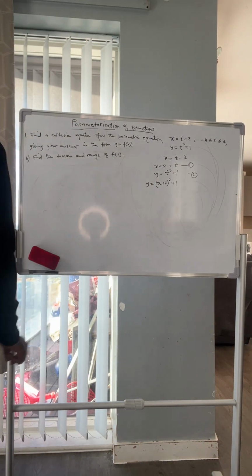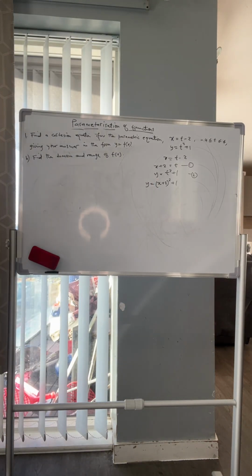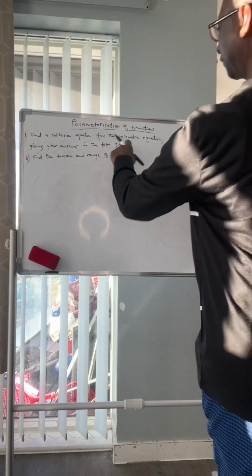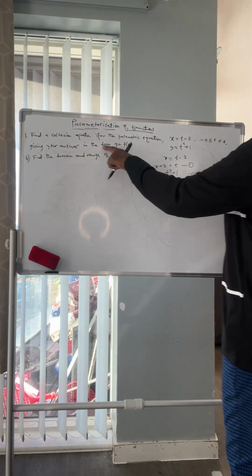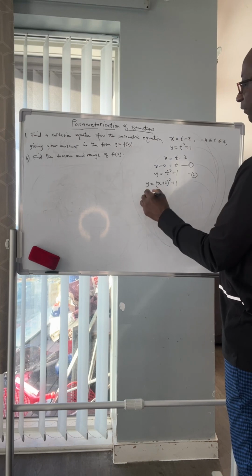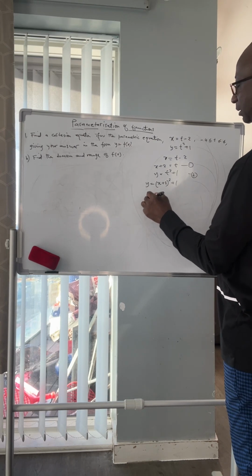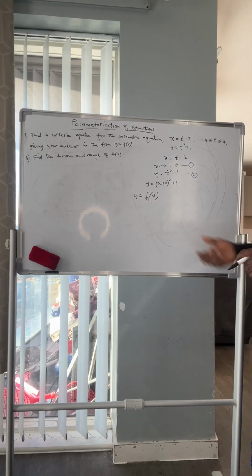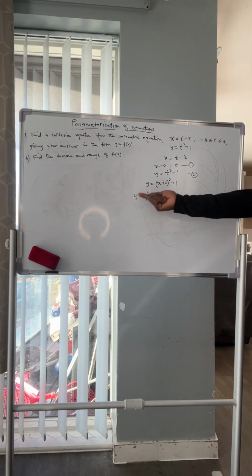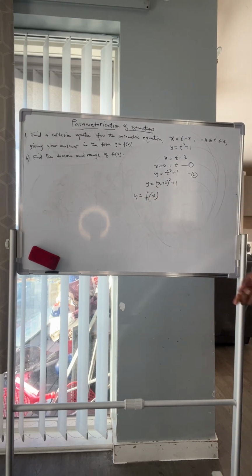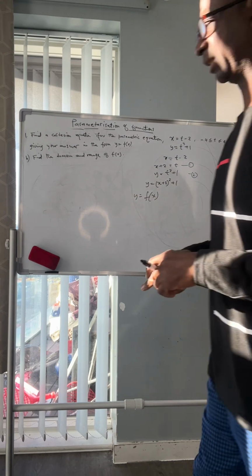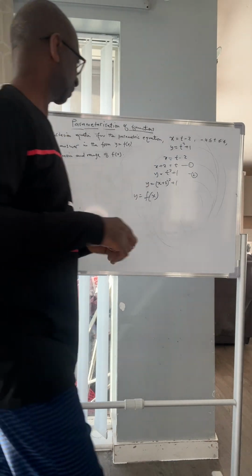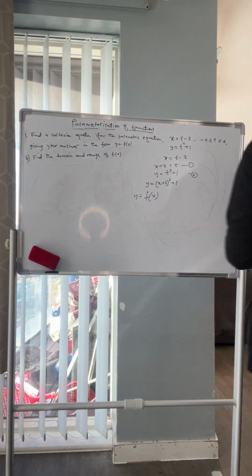Now the equation is in a Cartesian form. So the first part is answered. So this now is y equals f of x. We only have x and y variables here, the independent and dependent variables. So the first part of the question is answered.